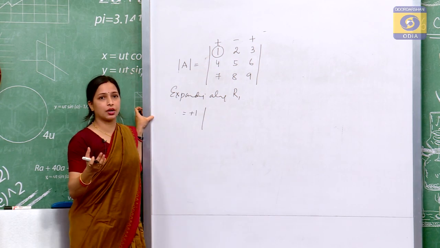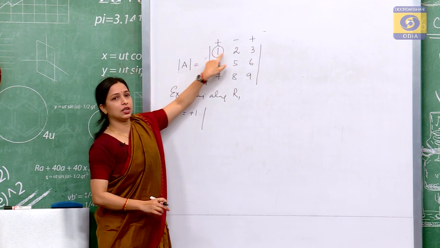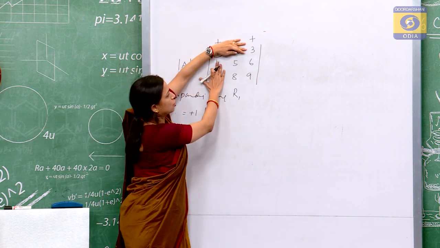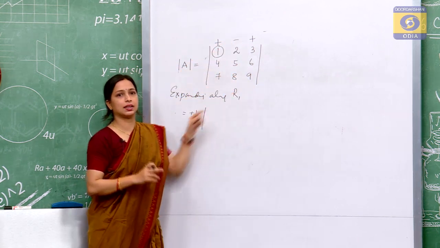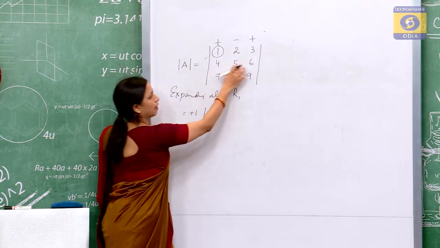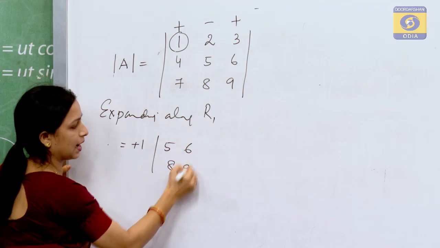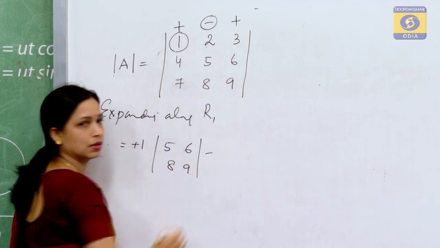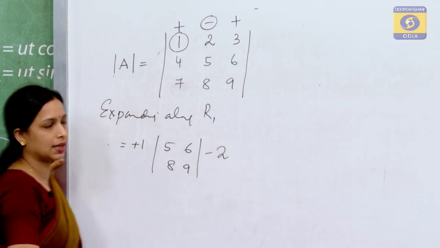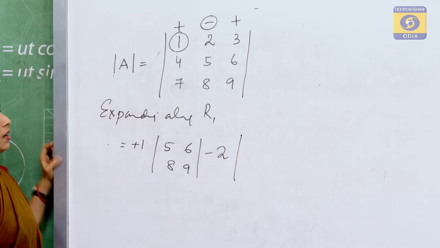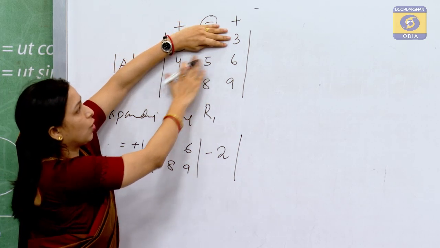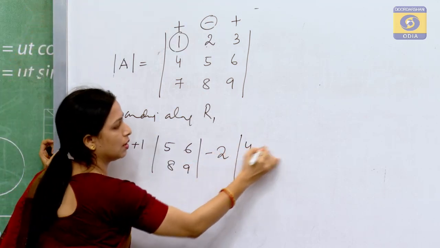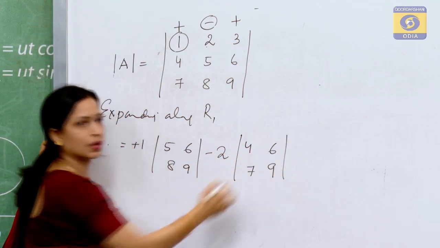So, how do we get the second order determinant of the element? We delete the row and the column in which the element lies. So, 1 lies in this row and this column. So, the resultant elements are the second order determinant that we get. So, 5, 6, 8, 9. Similarly, the second element, what is the sign? Minus, the positional sign, the element, and then the second order determinant. How do we get it? We delete the row and the column in which it lies. So, 4, 6, 7, 9 are the resultant elements.